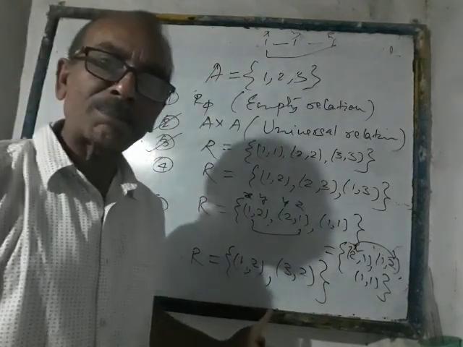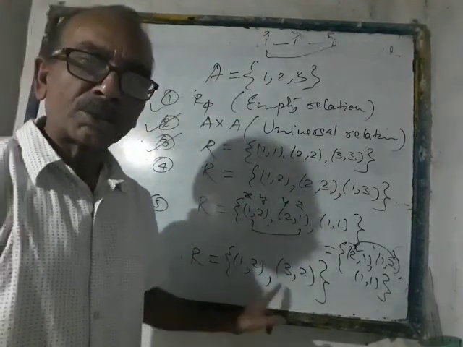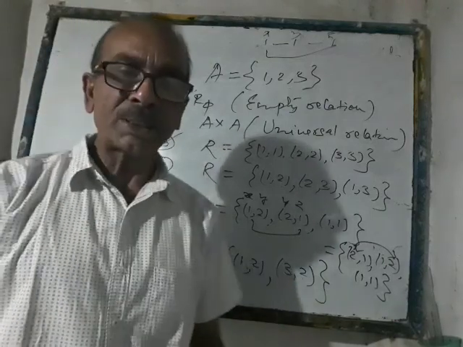So far as the last example is concerned, 1 comma 2 is there, 3 comma 2 is there. Now is it transitive or not?